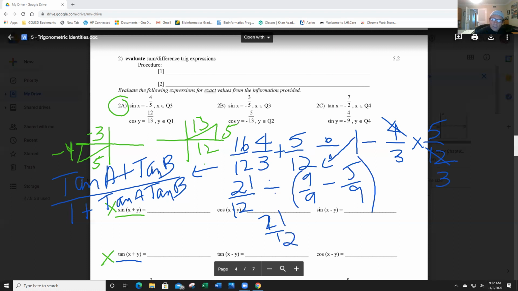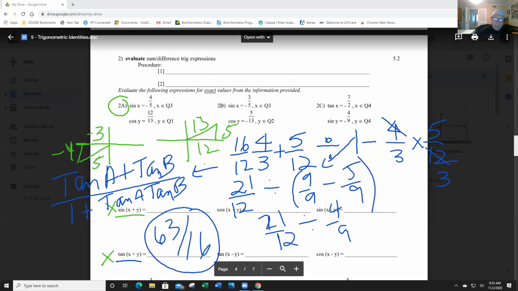21/12 divided by 4/9. And I'll turn that upside down. Eventually, if you work it out, you'll end up getting 63/16, with all the reducing and everything. I'll let you handle that part where you reduce it all by yourself. Well, that's 2A.